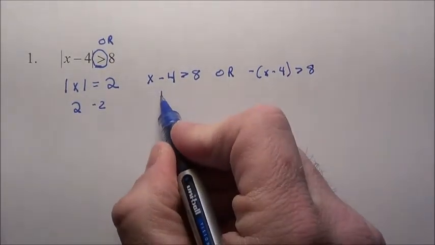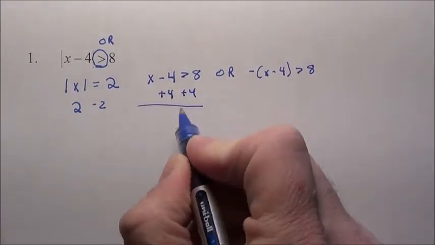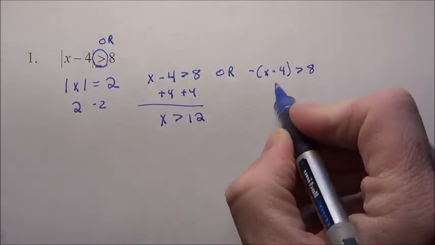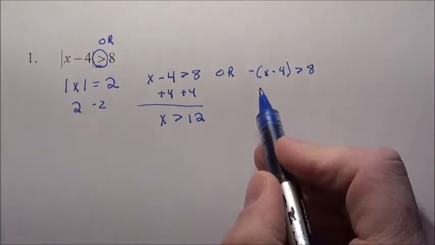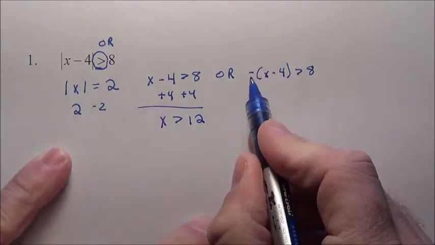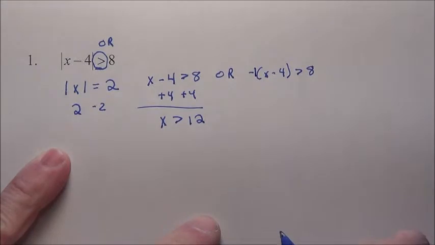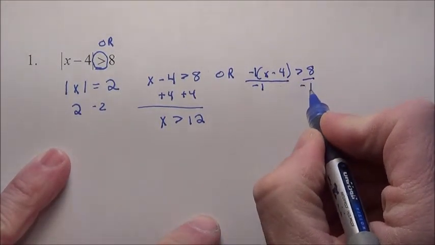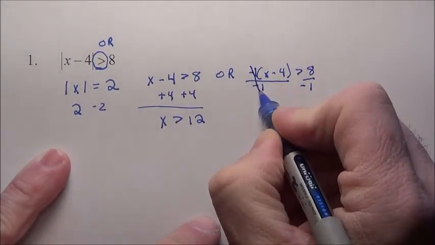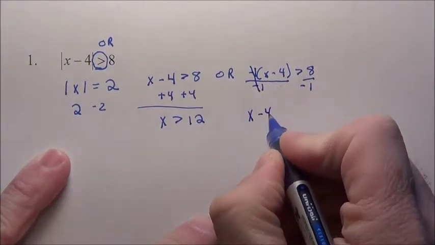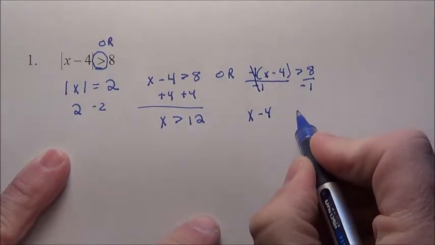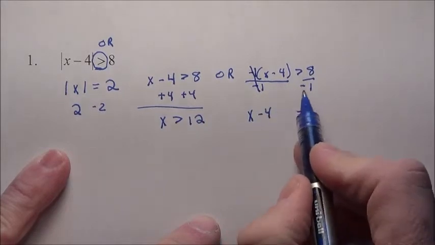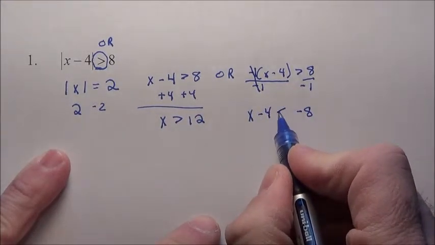But let's solve this. We add 4, we add 4. X has to stay greater than 12. The other option, now here's what we're going to have to do. I want to get rid of that negative. Remember, it's a negative 1 right here. So I'm simply going to divide by negative 1, divide by negative 1. These cross out, I'm left with my x minus 4, but it's 8 divided by negative 1, which is negative 8. But what happens to that inequality? Whenever we divide both sides of an inequality by a negative, the sign flips.